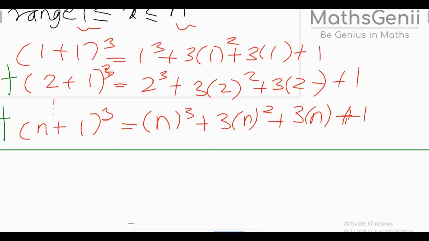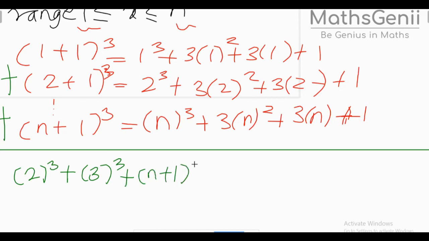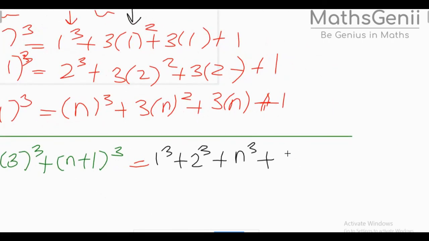If you add this up, 1 plus 1 is 2, so you'll get 2 cube. 2 plus 1 is 3, so 3 cube, plus this n plus 1 cube, equal to, then I'm adding this row. This column I'm adding 1 cube plus 2 cube plus n cube. Now I am adding this column. So 3 is common for all, so I'm taking 3 common. Then you have 1 square, 2 square till n square.